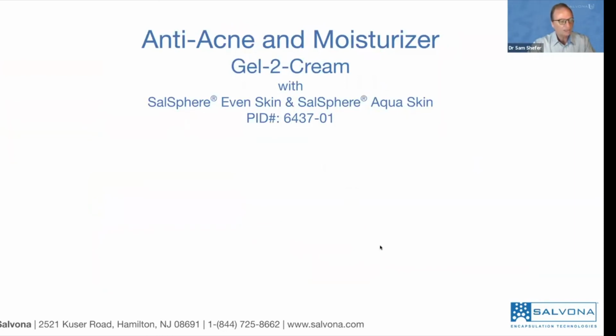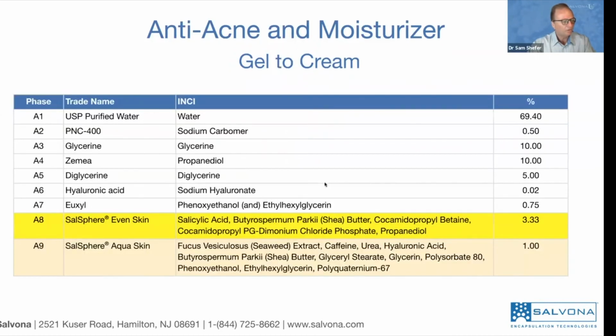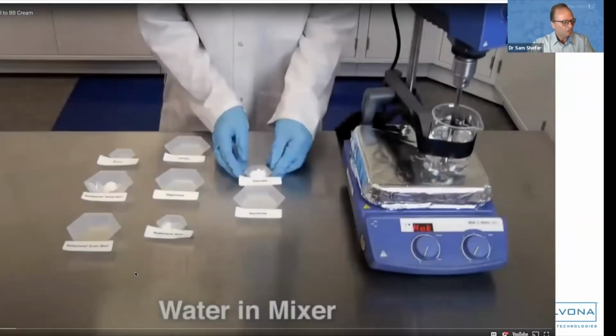Then the last presentation I would like to show you is an anti-acne gel that changes to a cream, containing SalSphere Even Skin and Aqua Skin, very much the same. But you see here the formula is about 70% water, and the technology itself uses only 3.33%. So this is the lowest level of OTC and Aqua Skin. The process is very much the same.